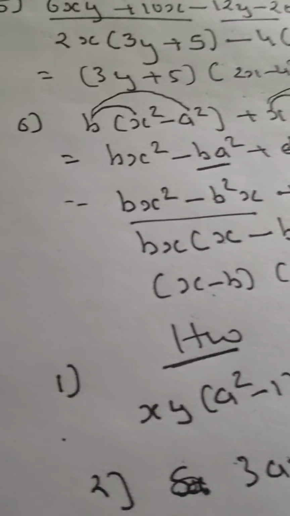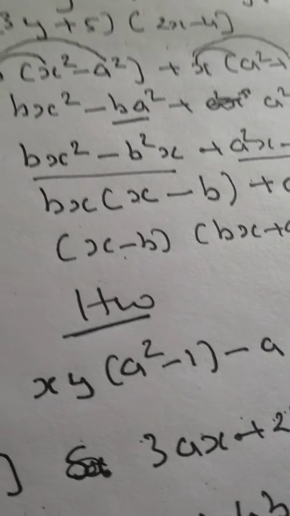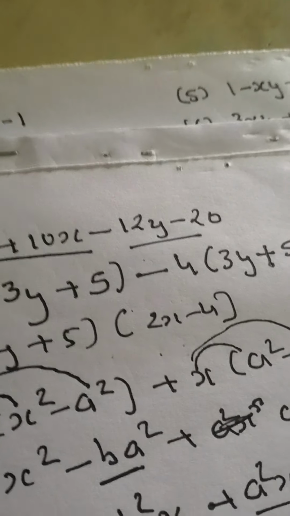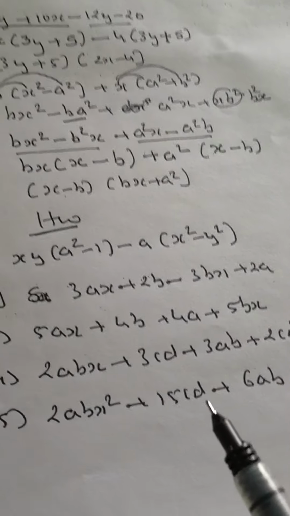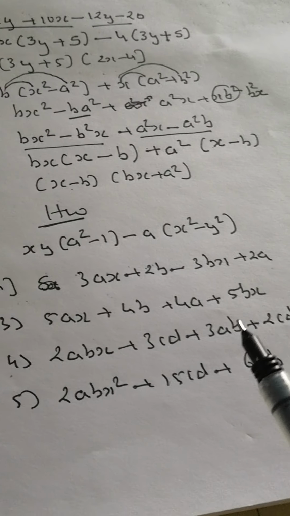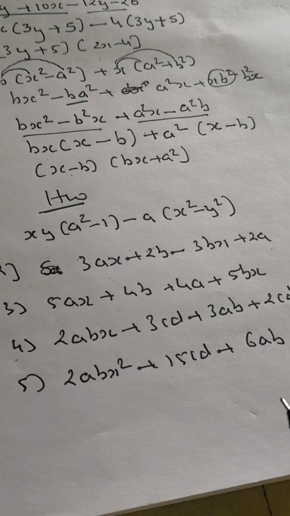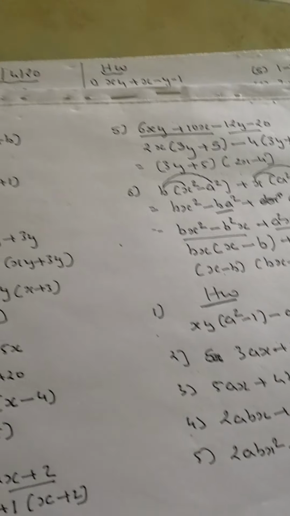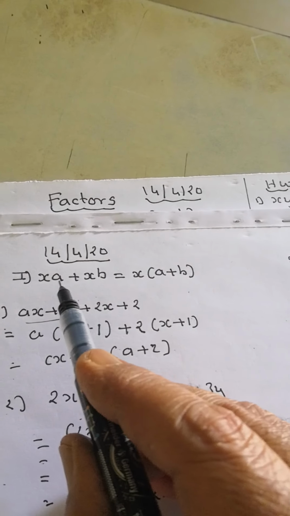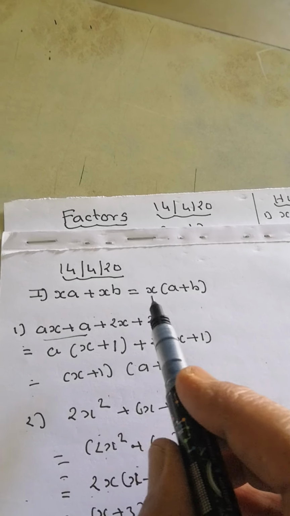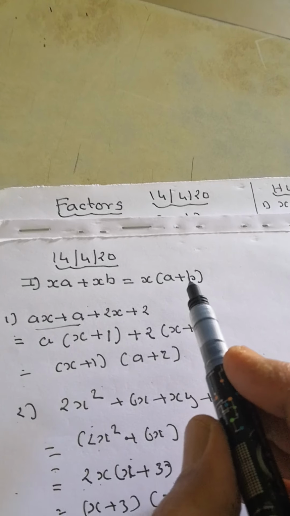I hope you have understood it, but if you have any doubt, you can ask me tomorrow. I have given you 5 sums as homework. You are going to complete these 5 sums, and the solutions will be given to you tomorrow. Please remember, the very first identity given to you is xa plus xb is equal to x into a plus b. Thank you.